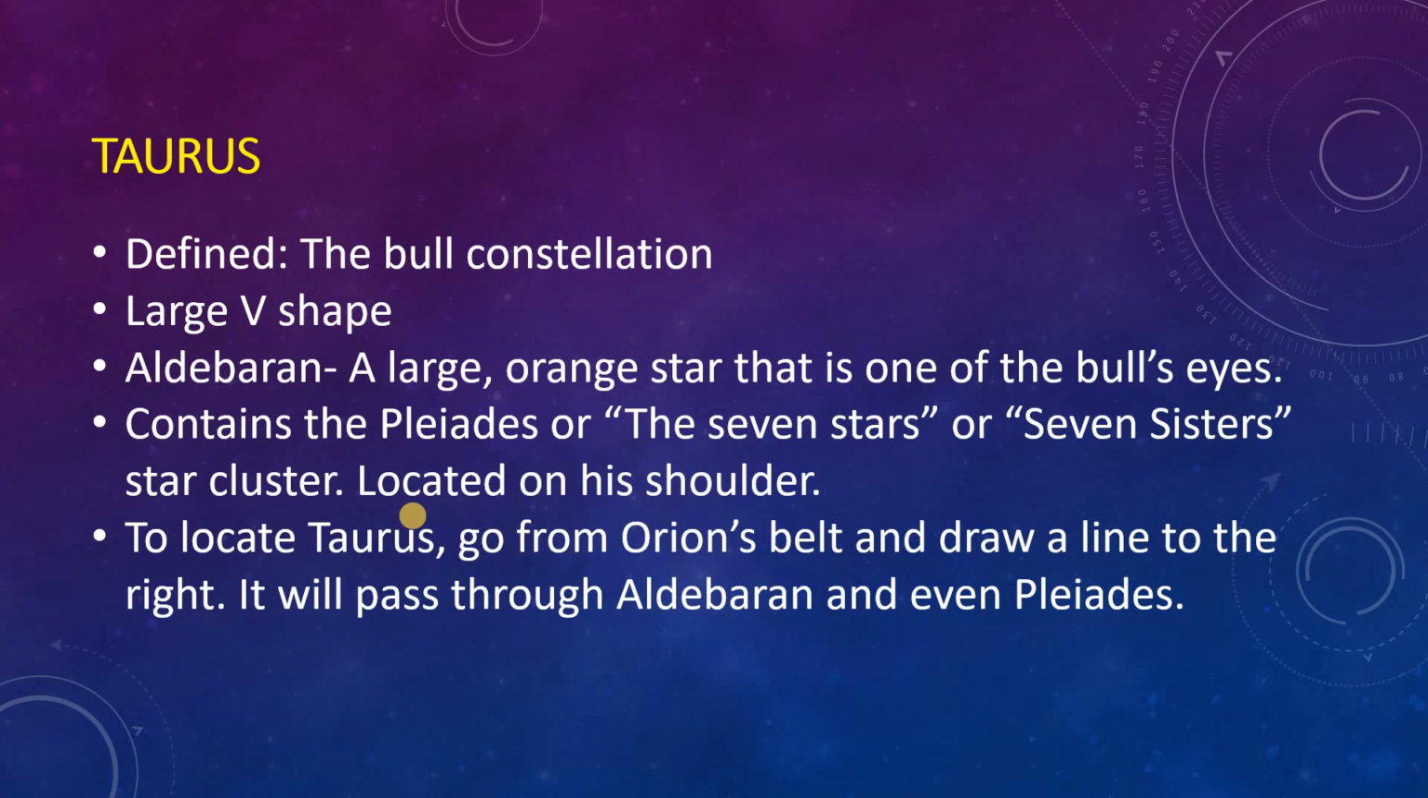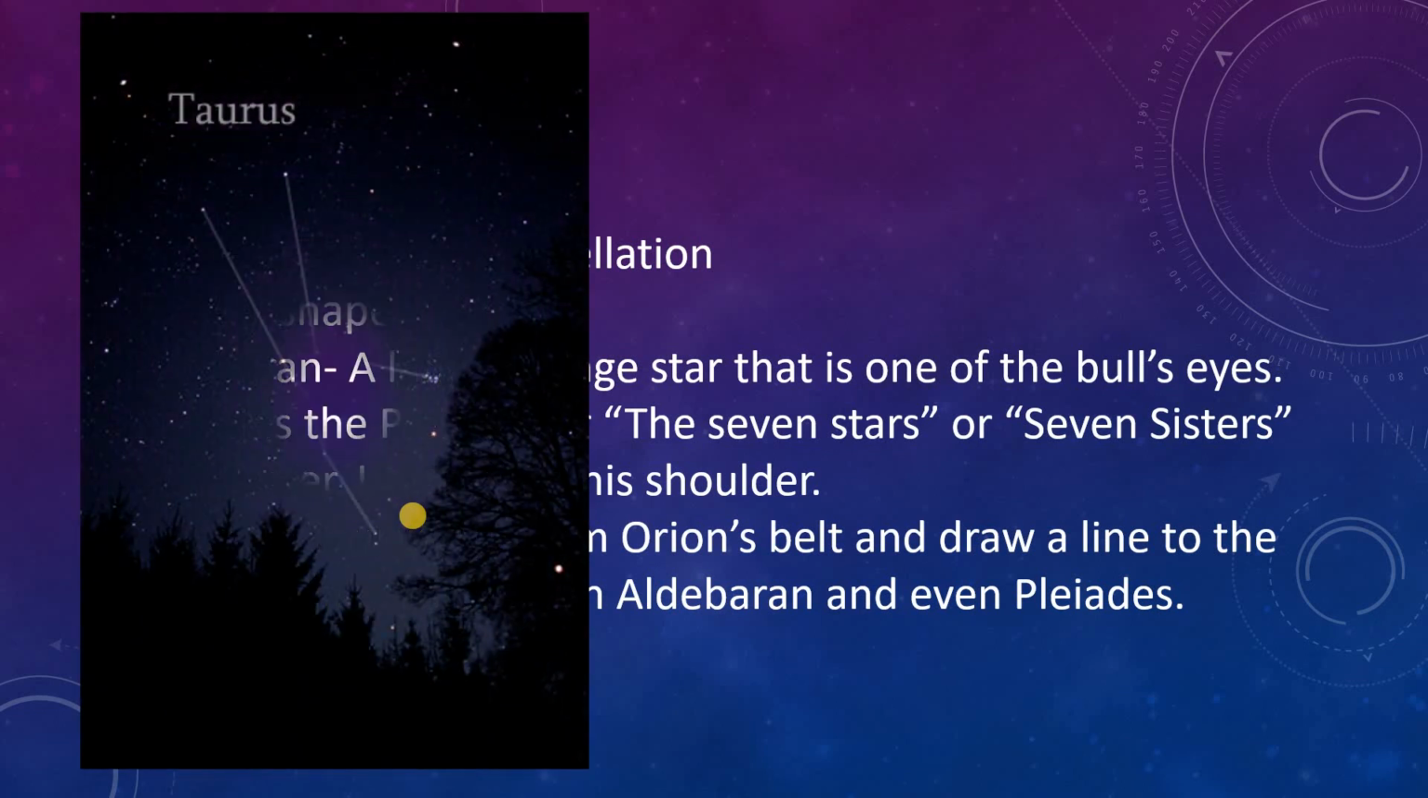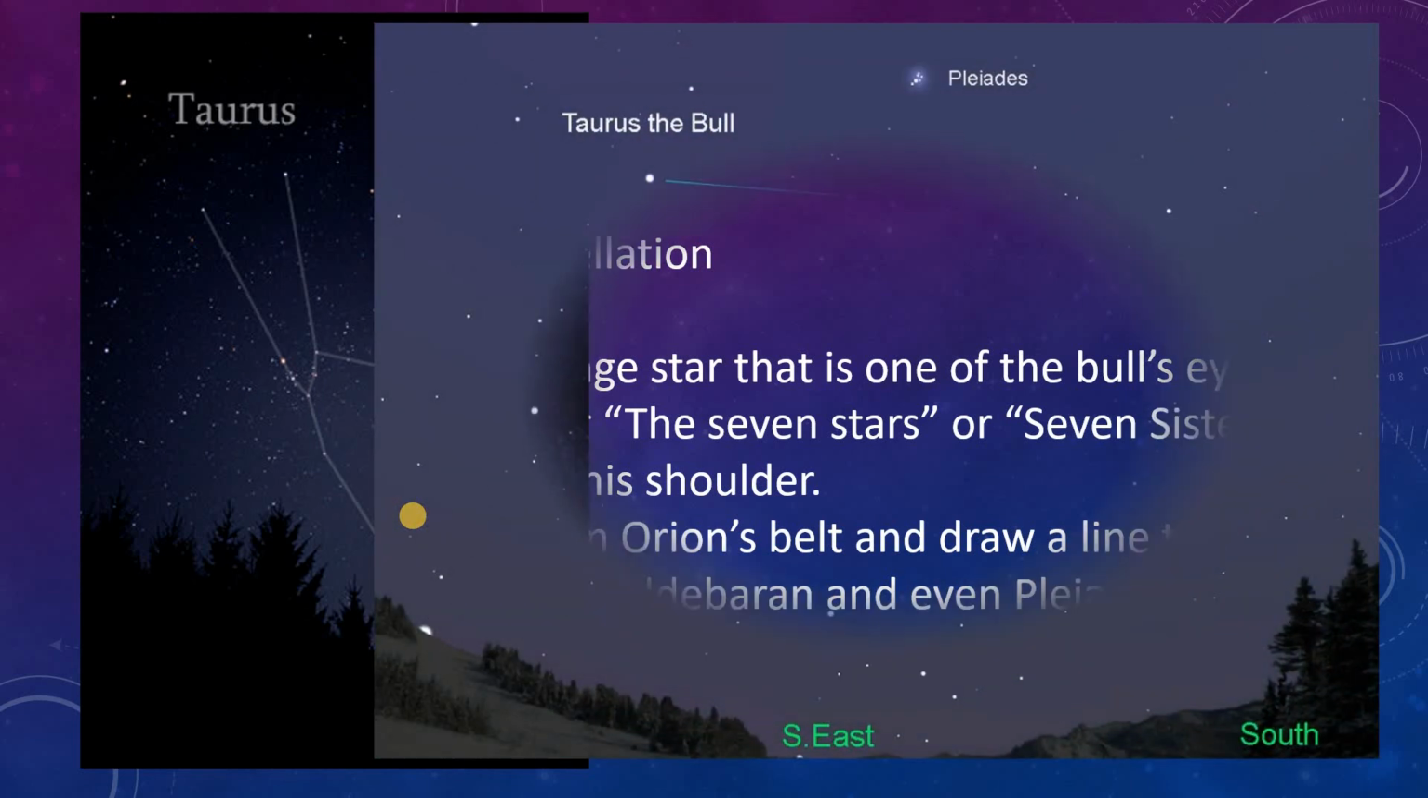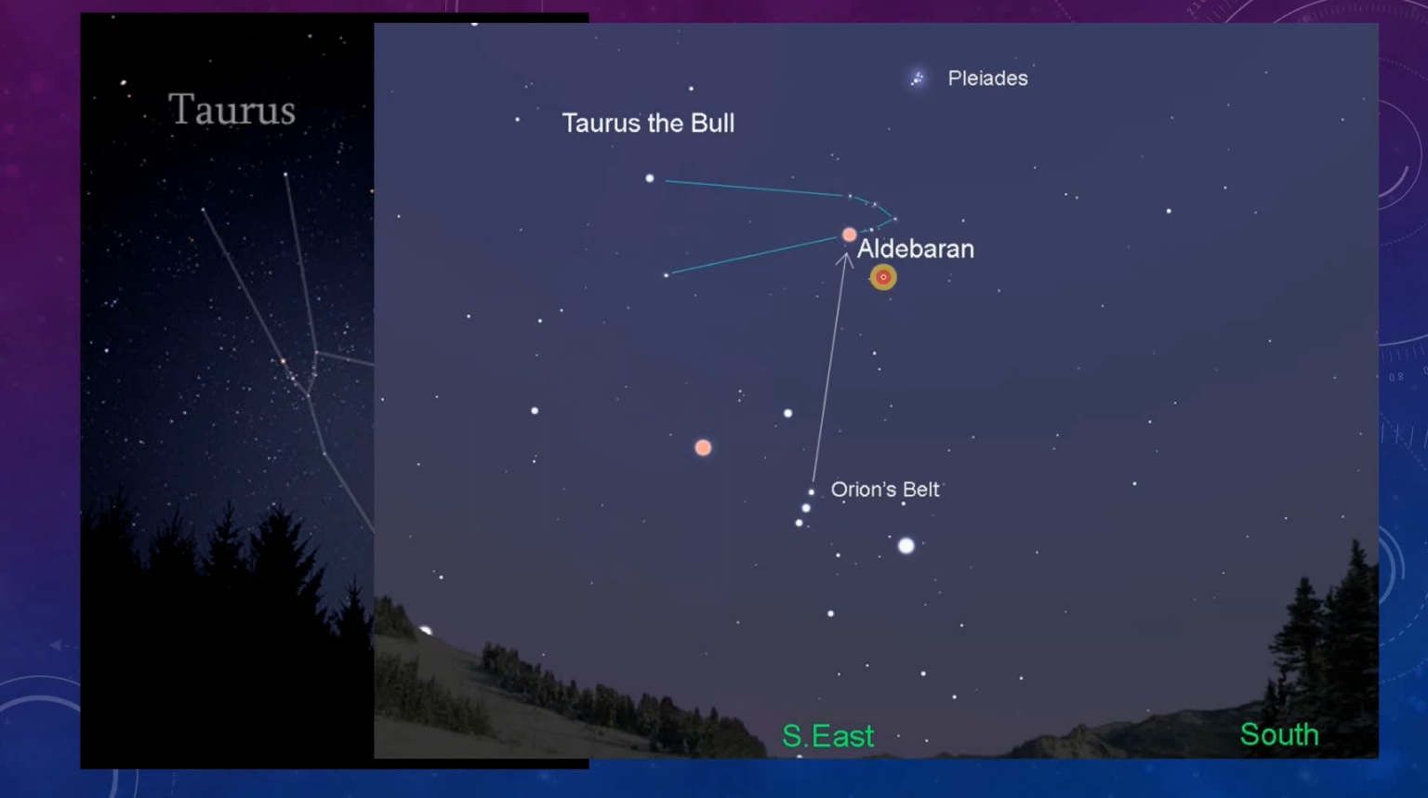So to locate Taurus, go from Orion's belt and go to the right. So here's Taurus, just the V shape. But if you want to find him, here's Orion's belt, you go to the right, and you will also see Aldebaran, the red eye of the bull, and you will also see this large cluster called the Pleiades.